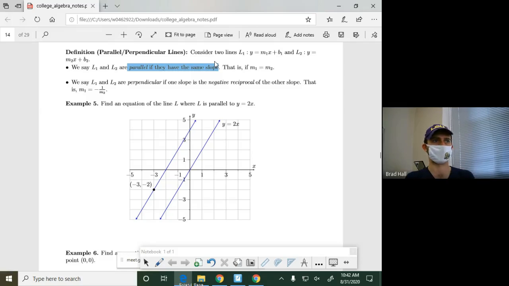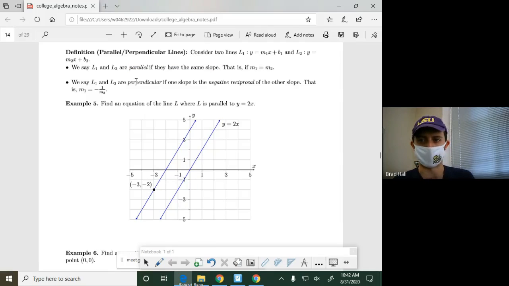And that makes sense because slope tells us the steepness of the line and the direction, whether it's an incline or a decline. If they both incline at the same amount, then naturally they will be parallel. So this makes sense intuitively. And example 5 is also just, I've had students ask me what exactly they are looking for in example 5. So I wanted to go through it.